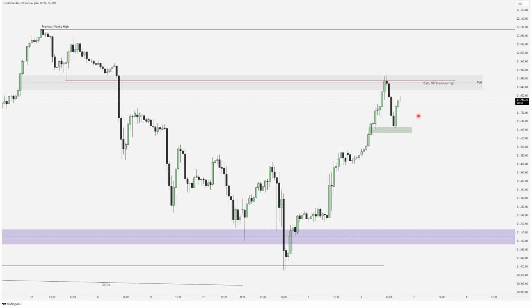But as you can already see, it was a ranging day, especially in the New York session. London had a very clean move, which we go into later in this review.